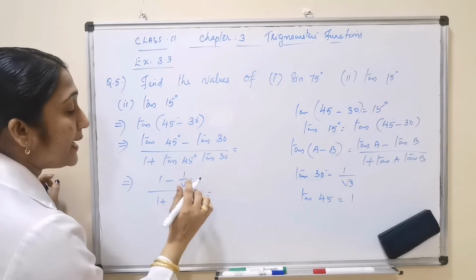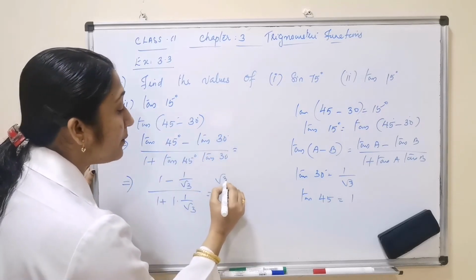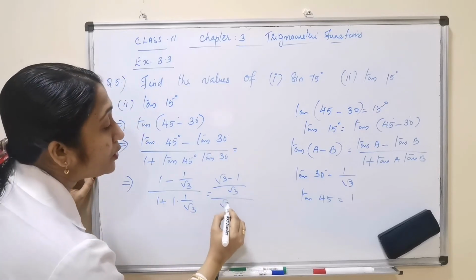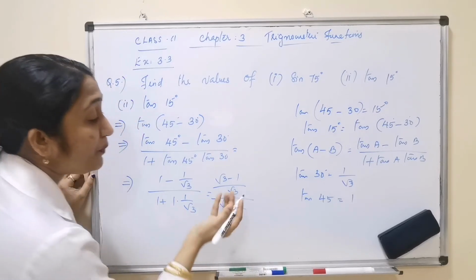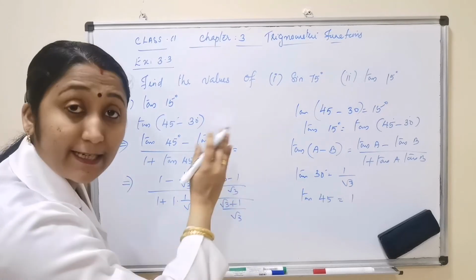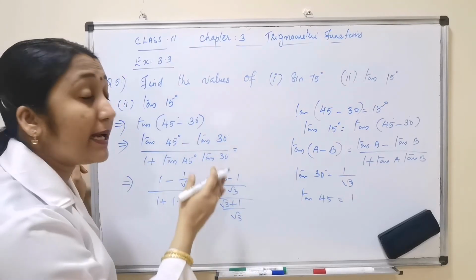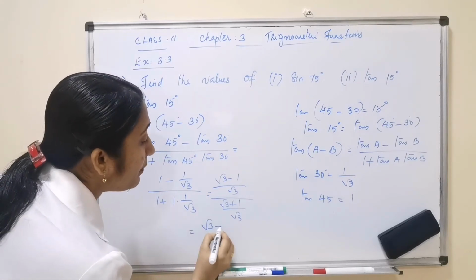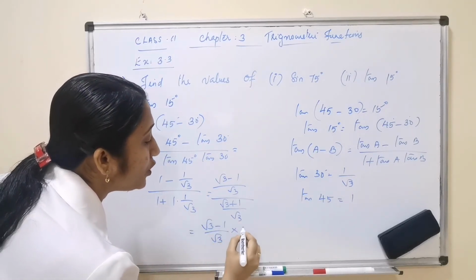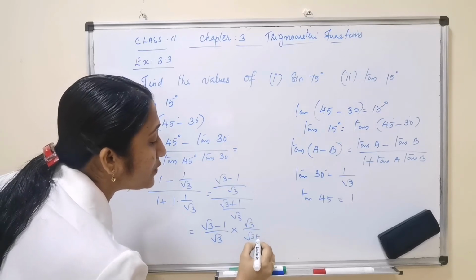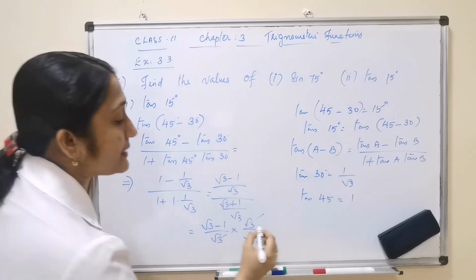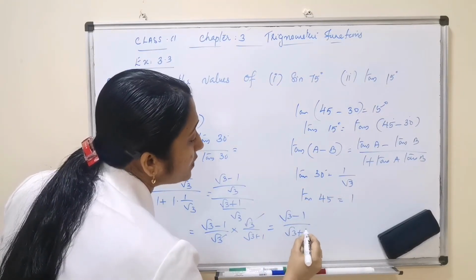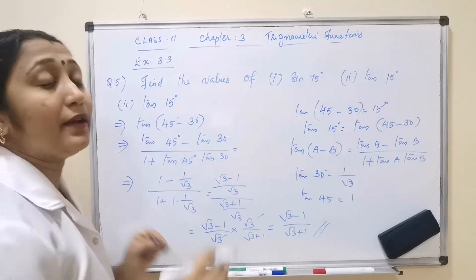Let us solve. Here the numerator is root 3 minus 1 divided by root 3, whole divided by root 3 plus 1 by root 3. Let us simplify. How can we simplify? You have to take the reciprocal of the denominator. That is equal to root 3 minus 1 by root 3 into root 3 by root 3 plus 1. So root 3 will be cancelled. Then the answer will be root 3 minus 1 by root 3 plus 1, which is the answer of tan 15.